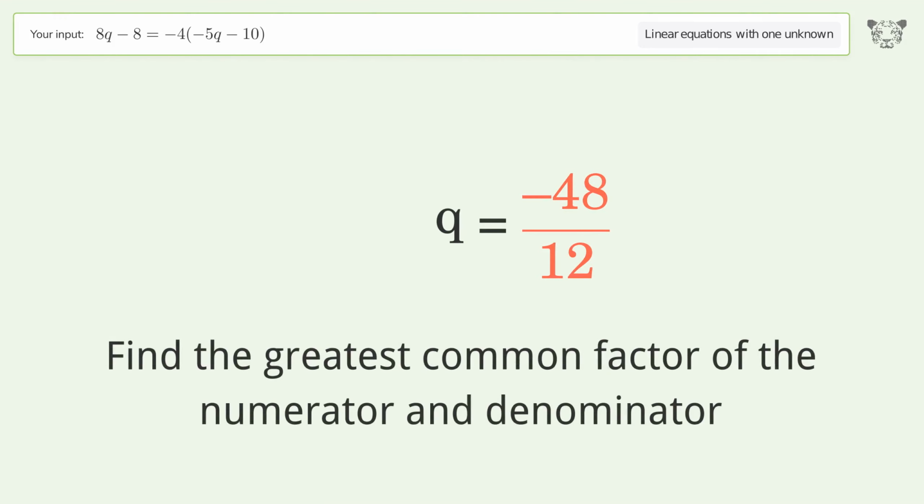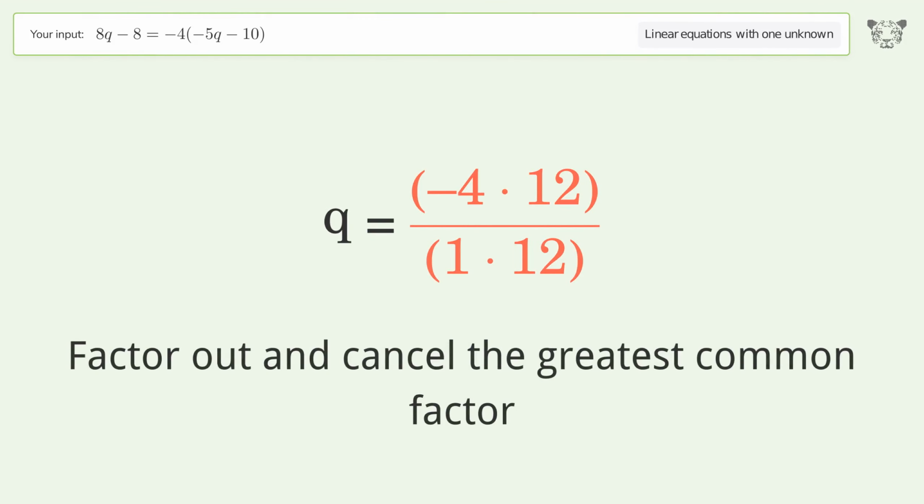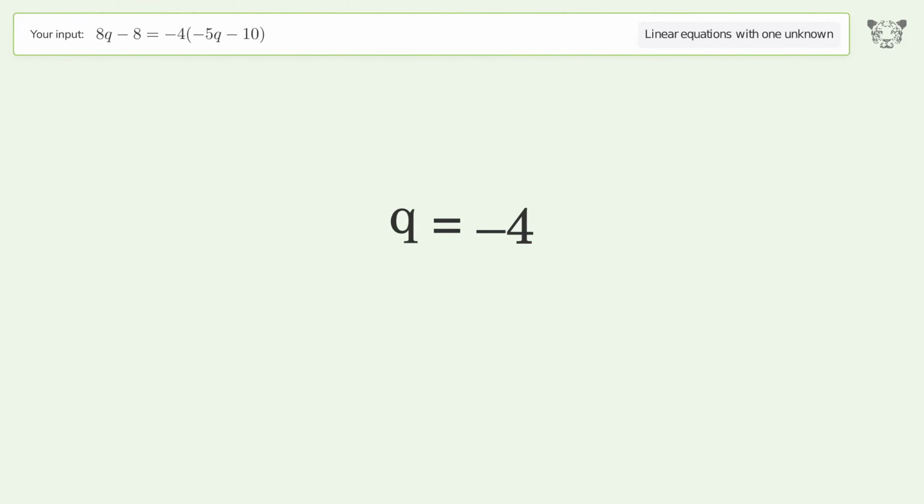Find the greatest common factor of the numerator and denominator. Factor out and cancel the greatest common factor. And so the final result is q equals -4.